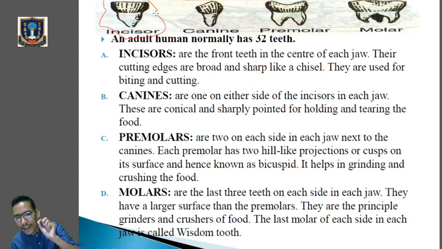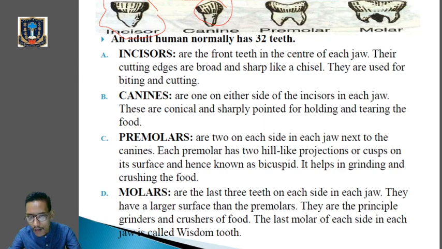Then comes the canine, which is present on either side of the incisors in each jaw. Let's see the function. These are conical. Can you see the structure over here? They are conical and sharply pointed for holding and tearing the food. So canines are mainly used for holding and tearing the food particles.